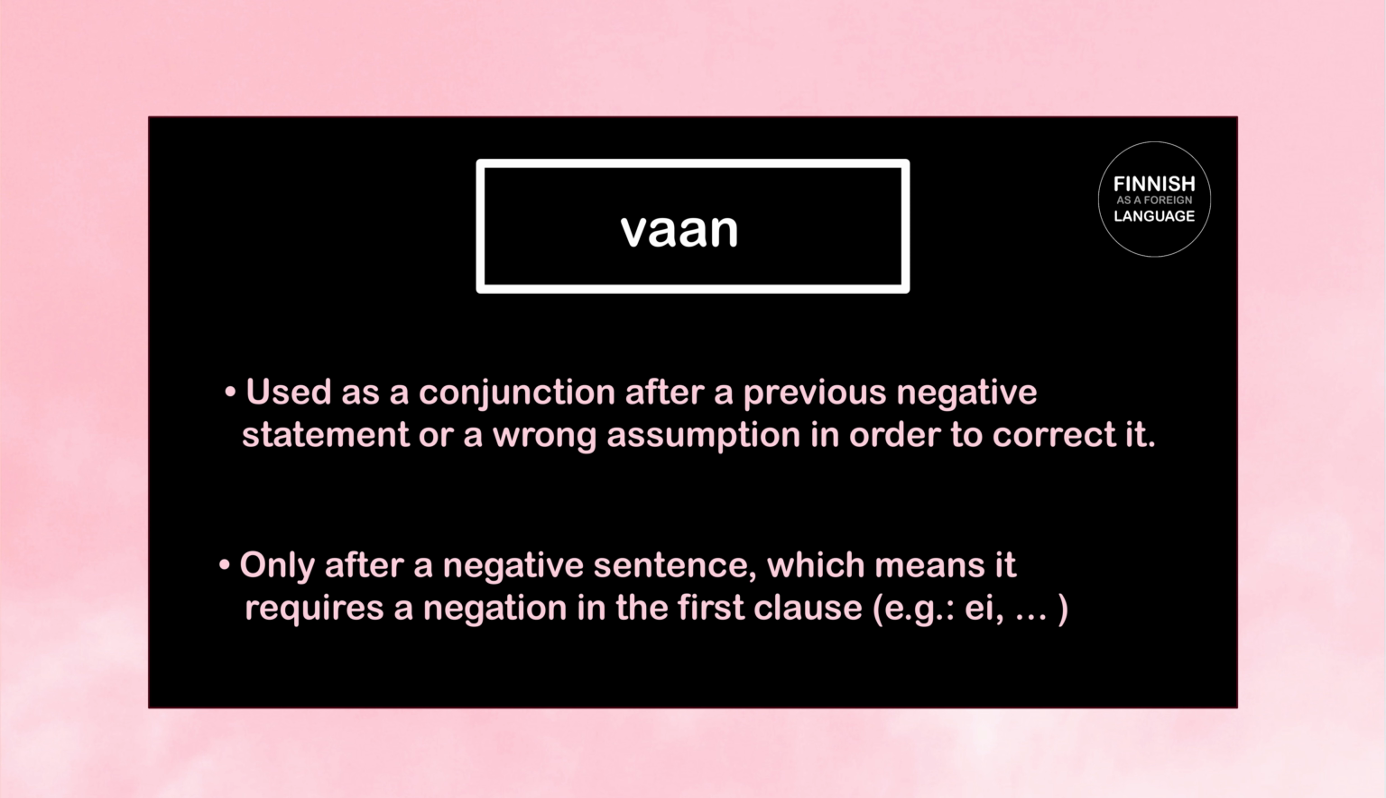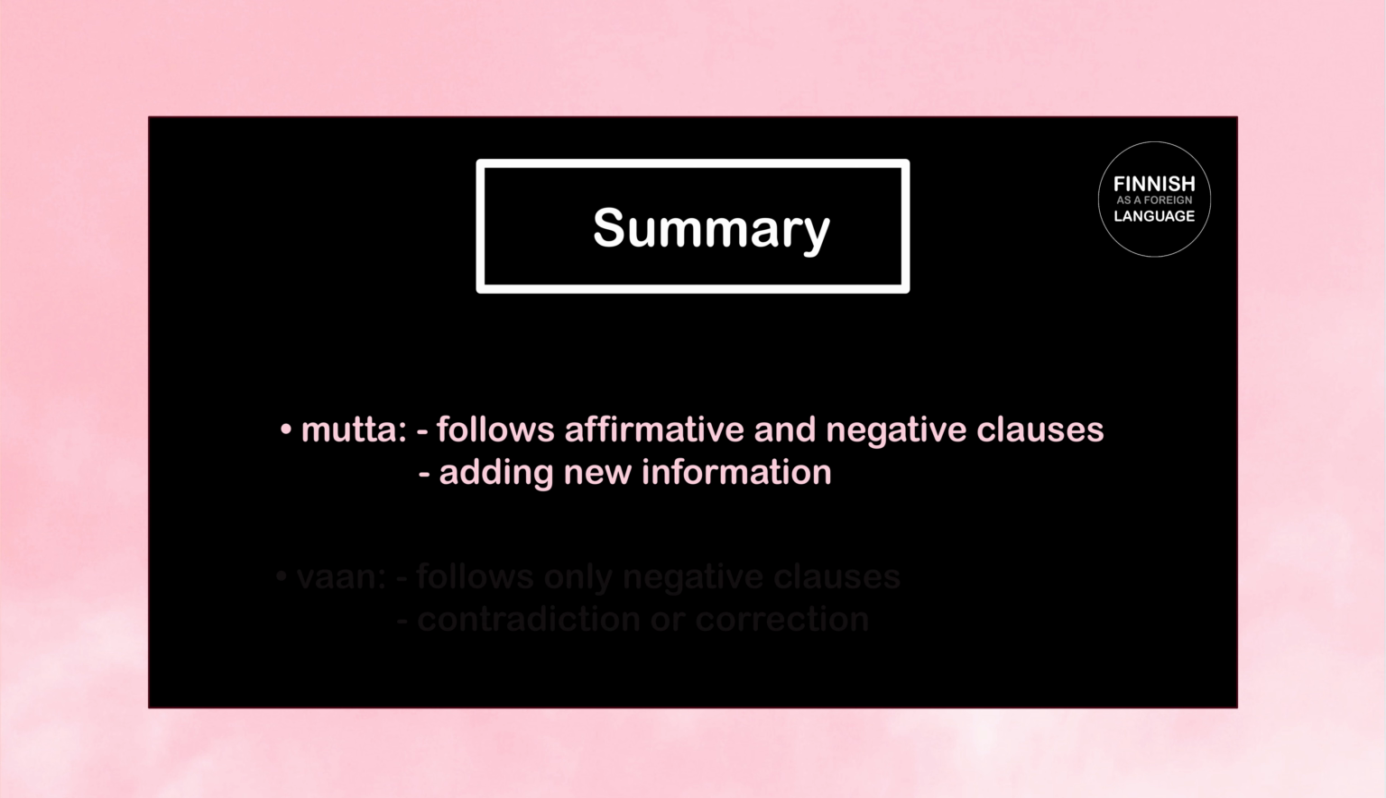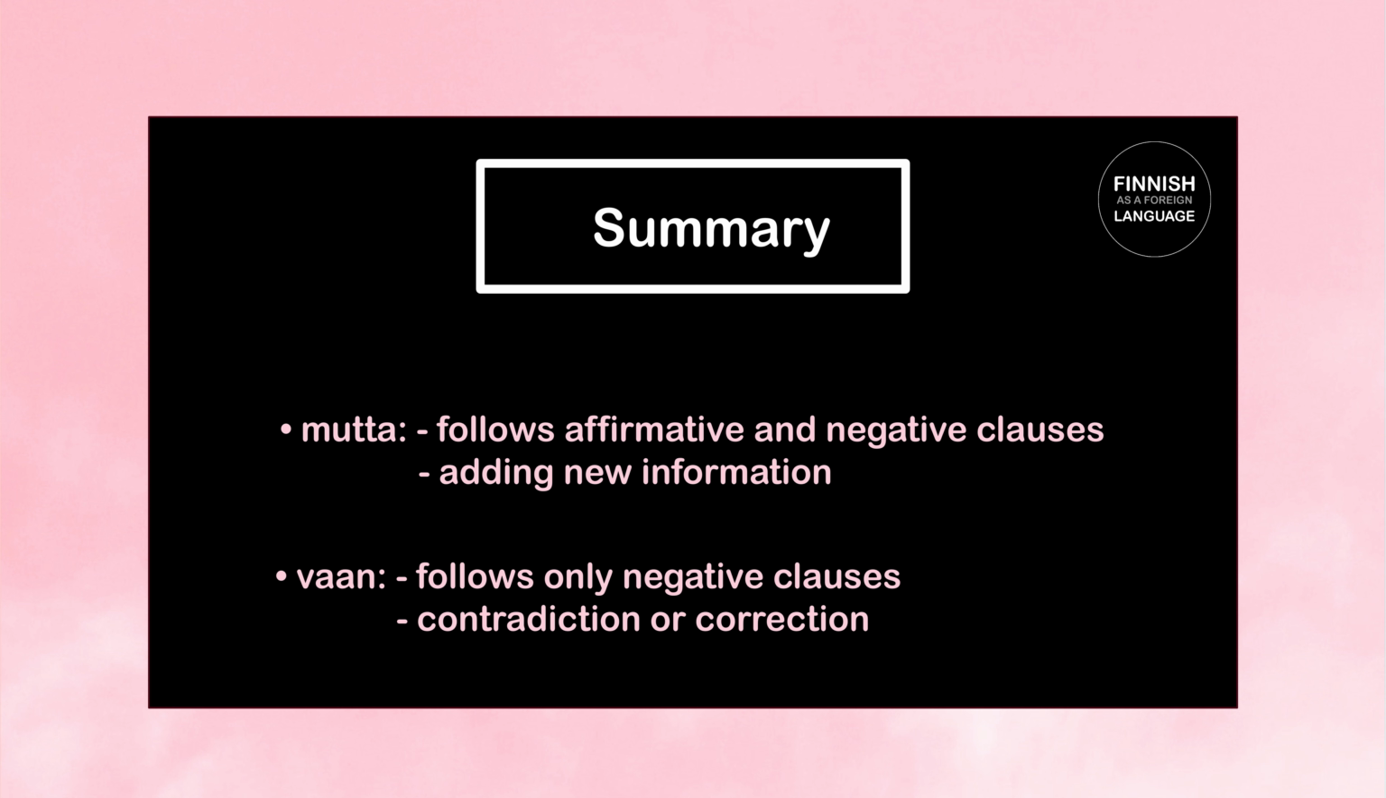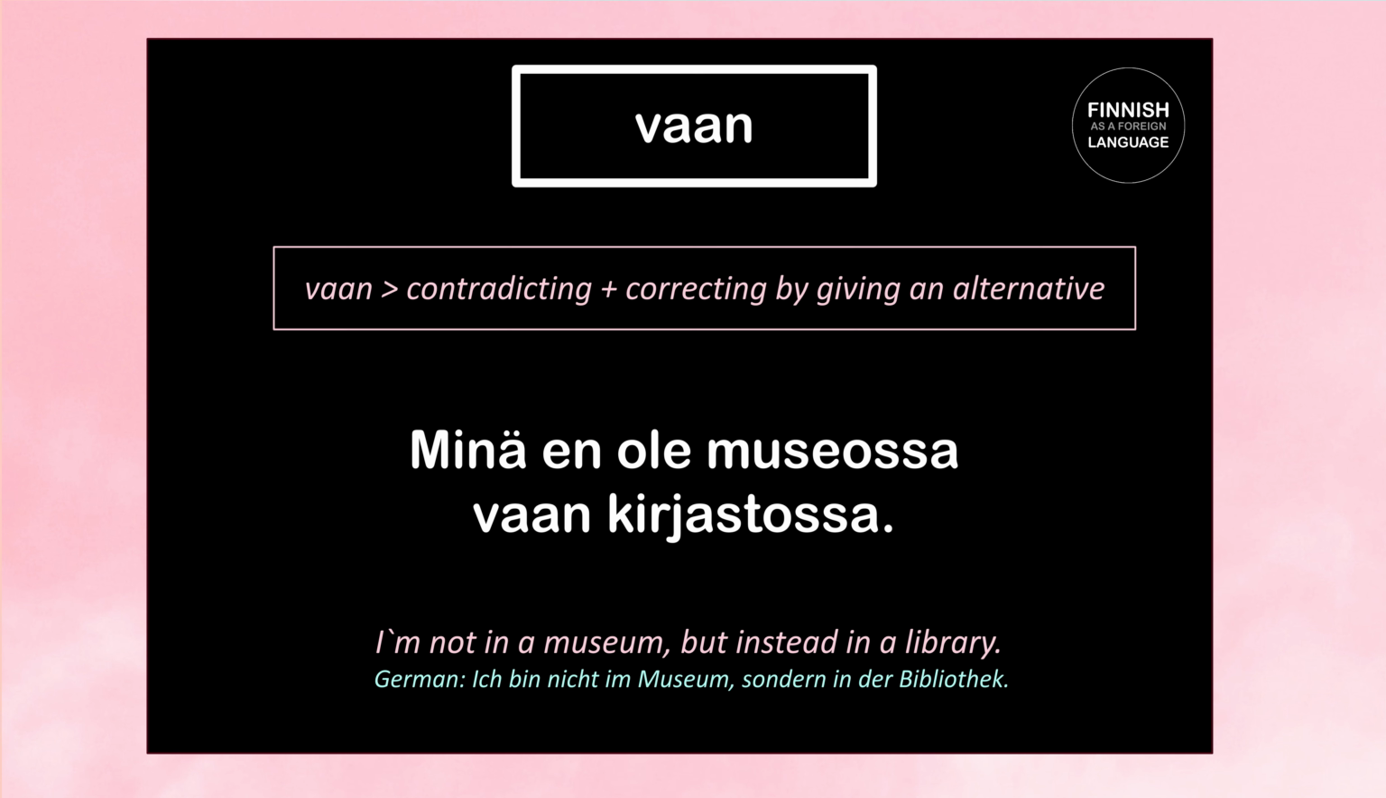And also important to know is that since vaan is used after a previous negative statement, it shows that it requires a negation in the first clause, which can be, for example, ei or any other form of negation. This is actually what makes the difference regarding the word mutta, which can follow both positive and negative clauses. So to sum it up, mutta can follow both positive and negative statements, and vaan can only follow negative statements in order to correct them. For better understanding, let's have a look at some examples.